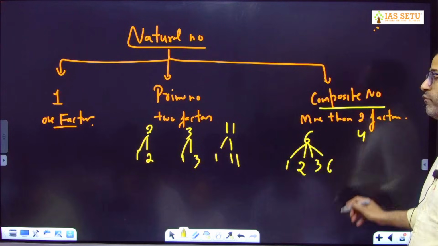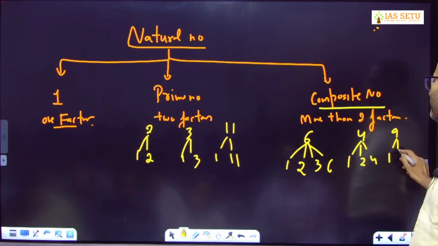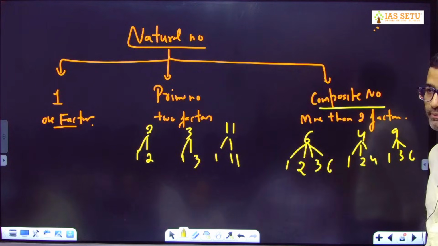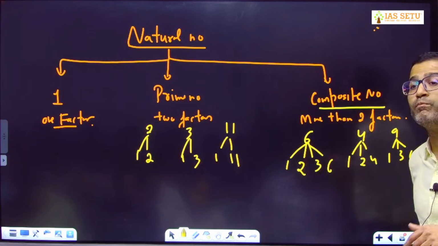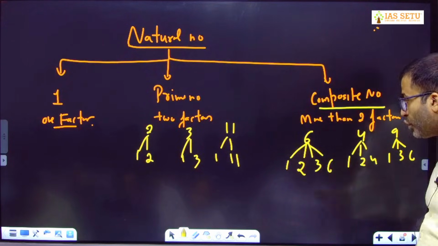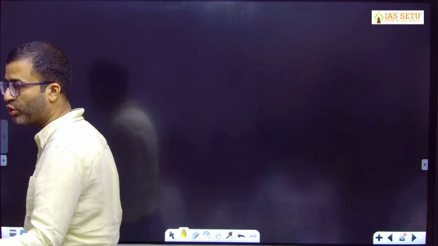Like 4. What are the factors of 4? 1, 2, 4. 9 के फैक्टर क्या है? 1, 3, 9. 6 के फैक्टर हैं 1, 2, 3, 6. तो if any natural number has more than 2 factors, they are called composite numbers. So now you write some properties about prime numbers. अभी रुको, अभी और conceptual clarity दूंगा.